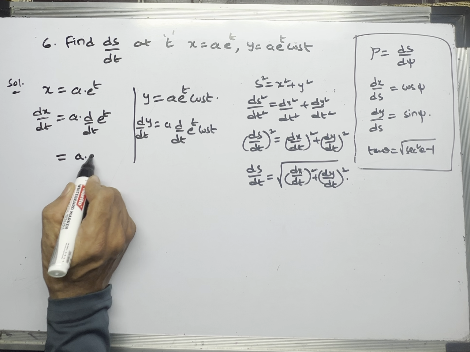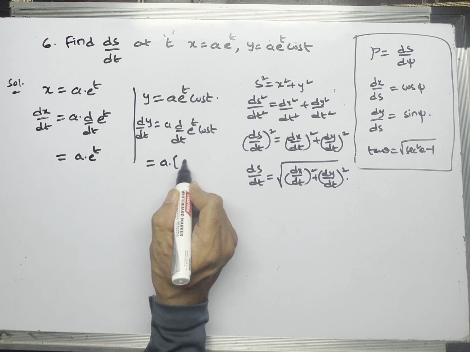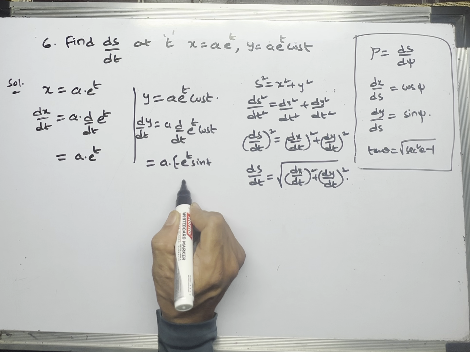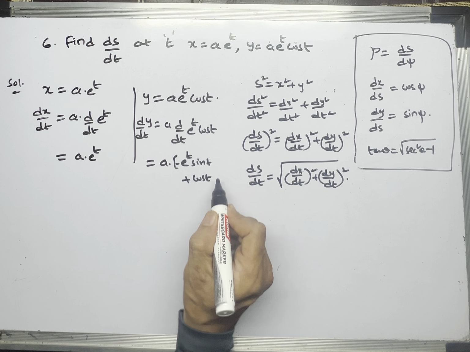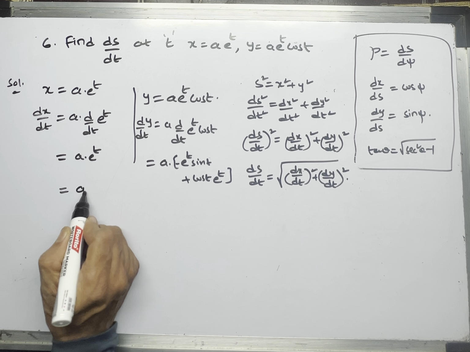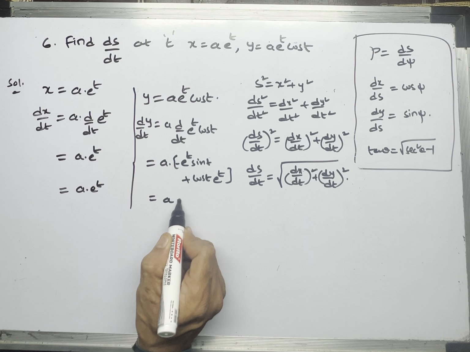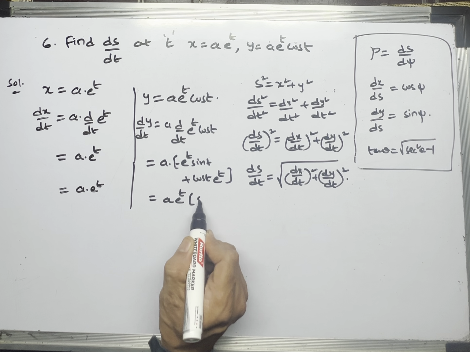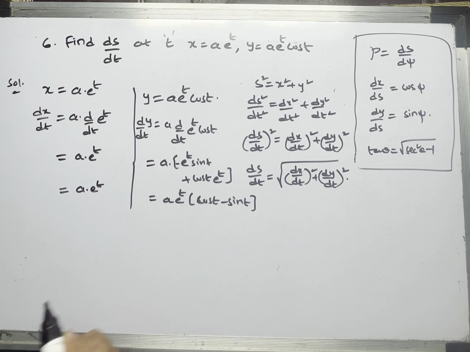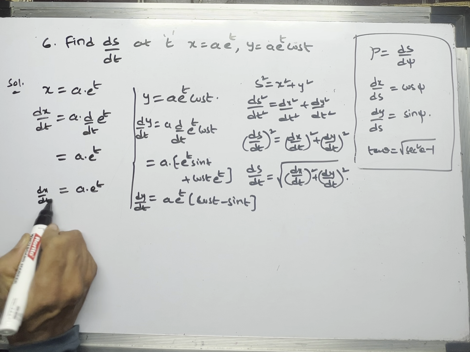Here the e power x derivative is e power x. Here uv form, a into u derivative of v, the derivative of cos is minus sine, plus v derivative of u. So we got this one as a into e power t, here a into e power t common, cos t, then negative sin t here. This is dy by dt, dx by dt.